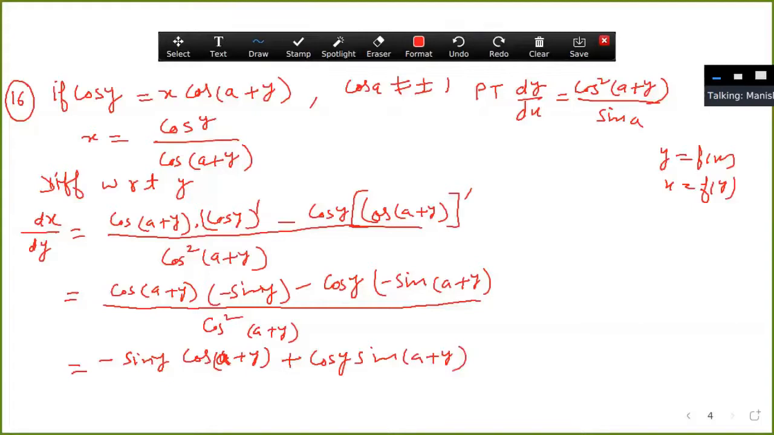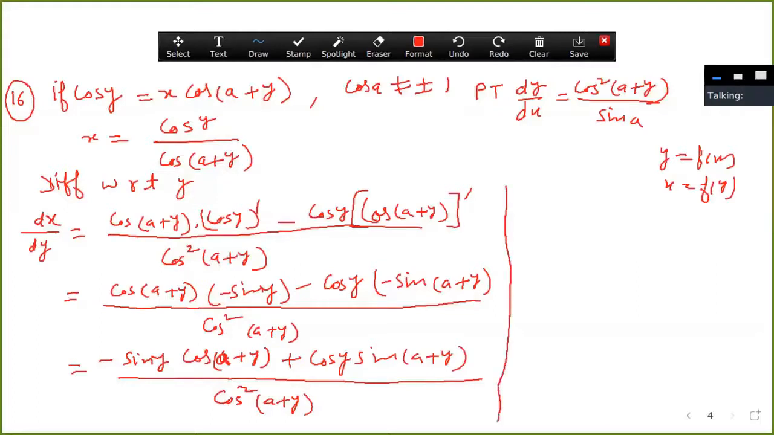Now what is the formula which you have studied in class 11th? Now tell me what I have to apply here. This is the formula, you can write it like this: sin A cos B minus cos A sin B. What is the formula? Sin(A minus B). Now write down what is sin A cos B minus cos A sin B.